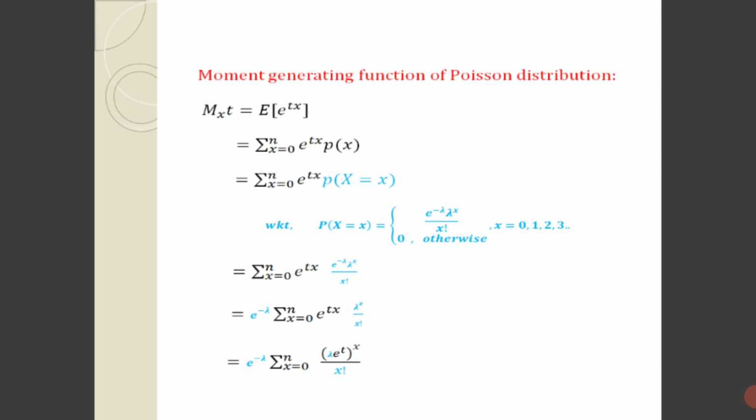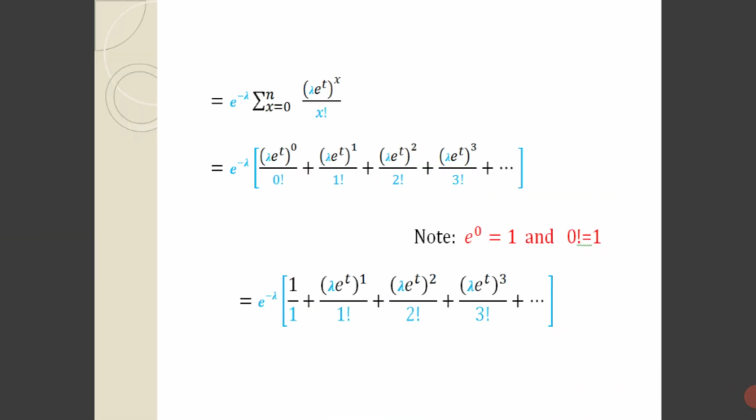Now we are going to substitute x equal to 0 to n in this equation. Before substituting, we simplify the equation because e^t has the power x and lambda also has the power x. Taking the power x in common, the equation is finally rewritten as e^(-lambda) summation of x equal to 0 to n of (lambda e^t) whole power x divided by x factorial. The same equation is repeated in this slide.